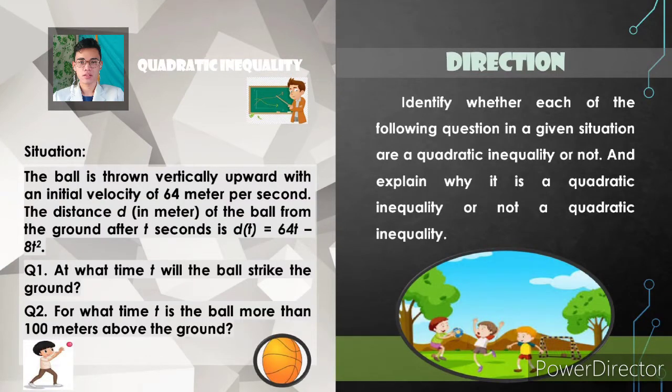Now let's apply quadratic inequality in a real life situation. For example, a ball is thrown vertically upward with an initial velocity of 64 meters per second.